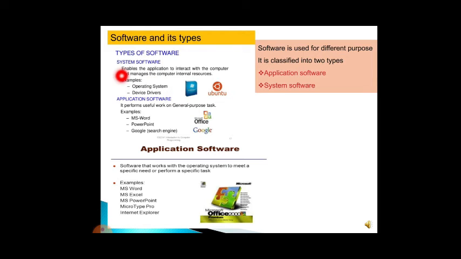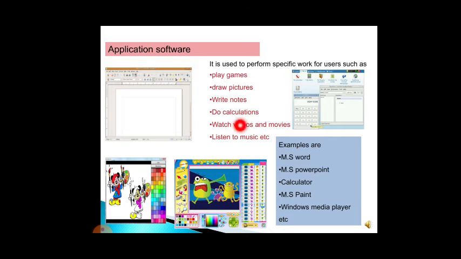So let us see now what is system software. It enables the application to interact with the computer and manages the computer's internal resources. The system software mainly manages the entire computer. That is the operating system and device drivers. So here are MS Word, PowerPoint and Google. Next, see some of the application software here.